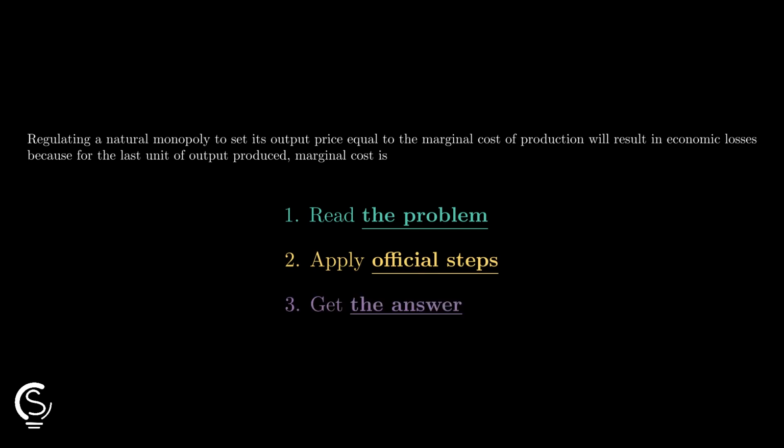Natural monopolies have unique cost structures affecting regulation. Let's examine why setting price to marginal cost causes losses in this scenario.